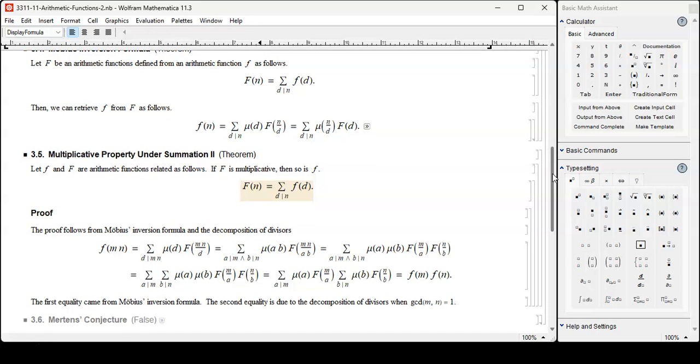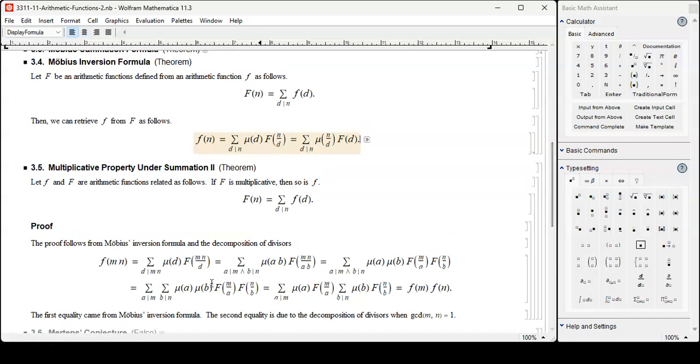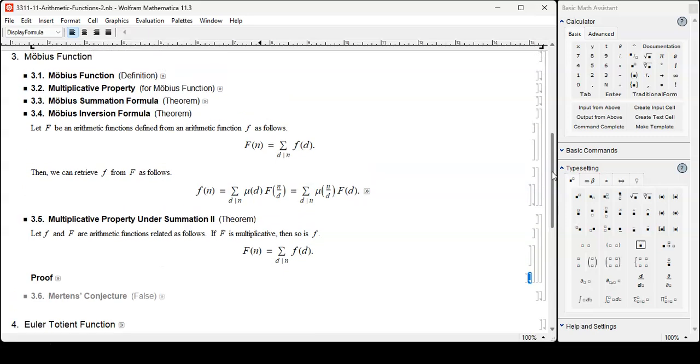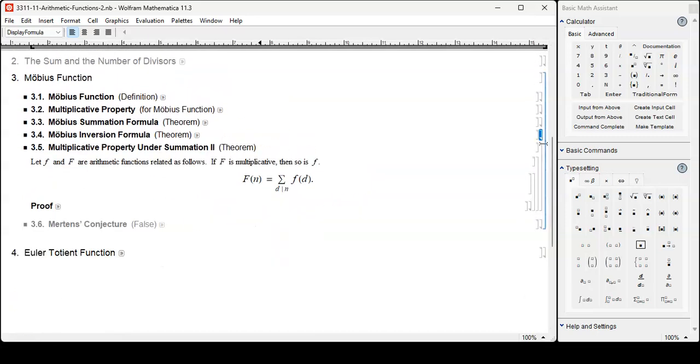Again, of course, we want to use this Möbius inversion, and then decompose d into a times b to separate out. And use the multiplicative property of mu and capital F. Once we have the first line using all the properties, from this point on, it's easy. All the a part on one side, all the b part on the other side, separate those out, and then we have multiplication f of m times f of n. So that completes the proof of the multiplicative property on the summation, the second part.